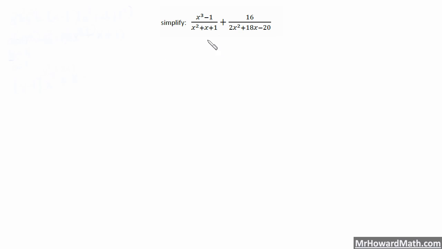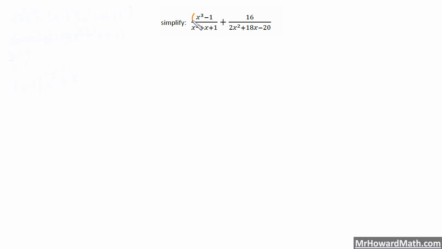Alright, this next example here, this would be number 6 on your homework. We are adding two rational expressions, so we need to factor everything that we can first and then set up a common denominator and then add them. When you add fractions, remember you have to add or subtract fractions. You have to have a common denominator. So let's set that up.